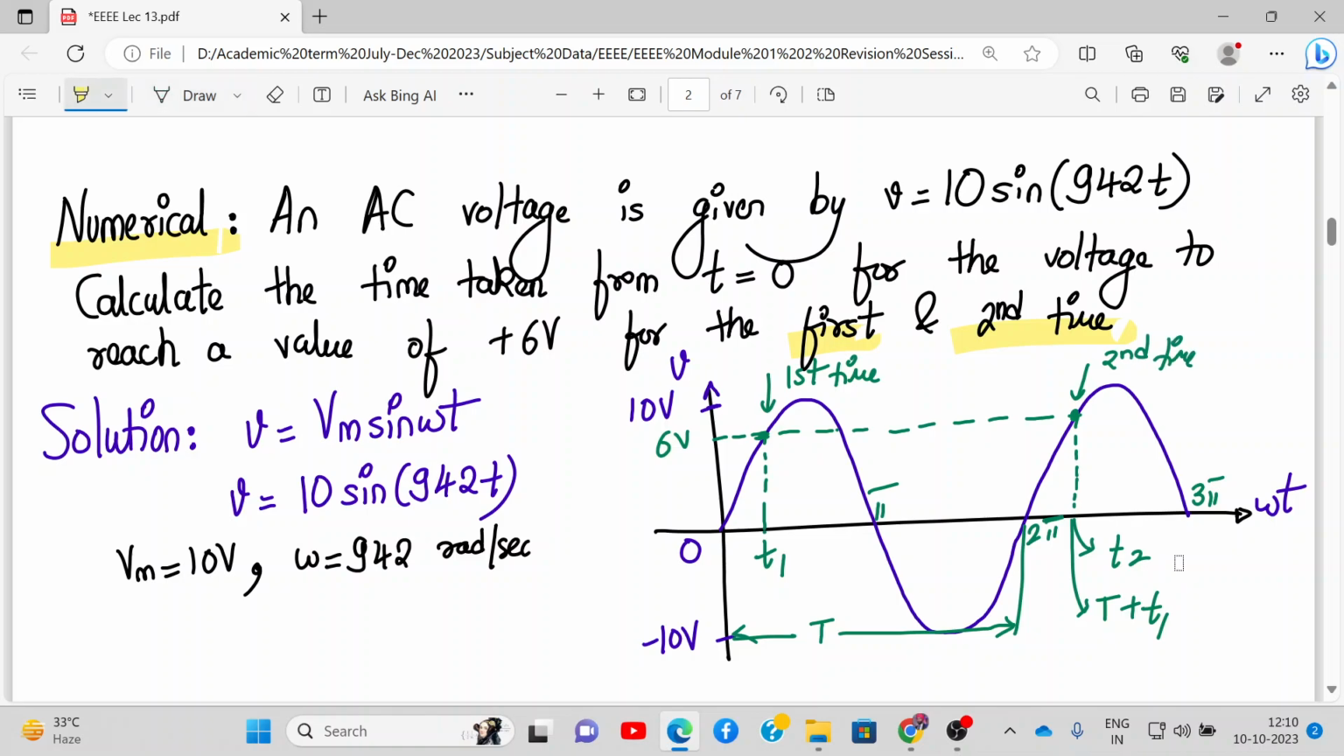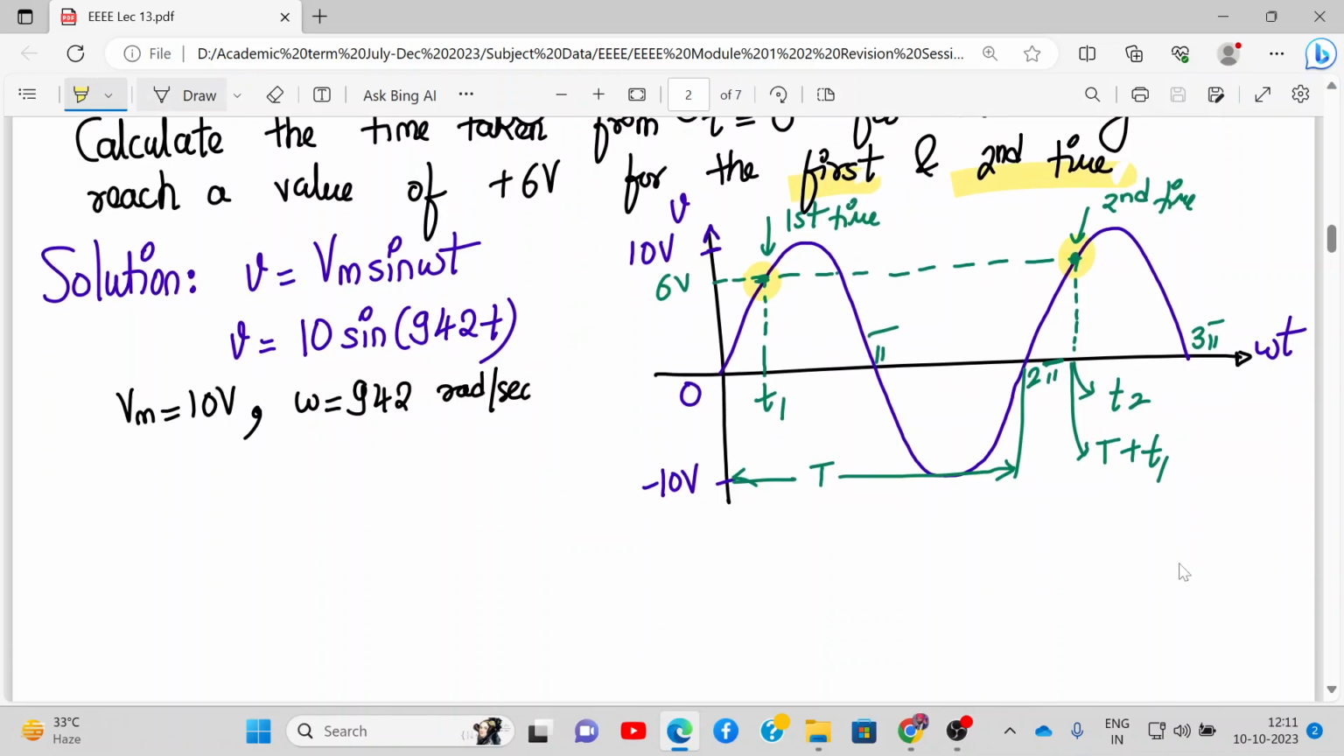So there are two things. First we need to calculate the time t1, and we need to calculate the time capital T plus t1. Got it? All right, so let's do that. I hope you have understood. Calculate the time taken from t equal to 0 for the voltage to reach a value of plus 6 volts for the first and the second time. So for the first time it is t1, and for the second time it is capital T plus t1. So let's continue with the solution.